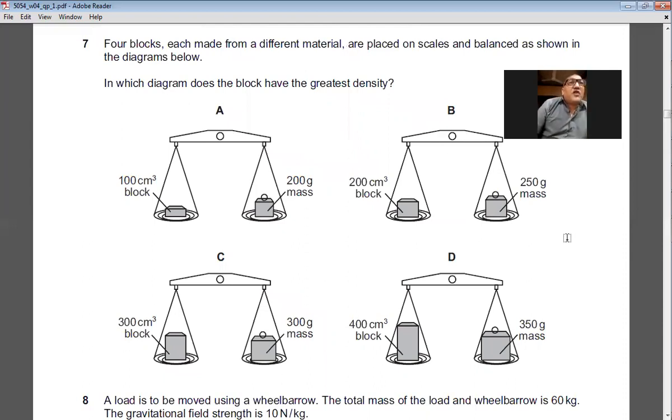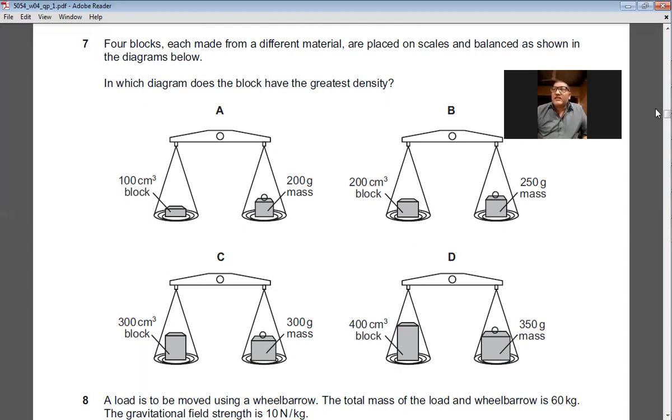Four blocks, each made from a different material, are placed on scales and balanced as shown in the diagram below. In which diagram does the block have the greatest density? In each option, the mass is given and the volume is given, so you can find the density of each option. The formula for density is mass divided by volume. Very easily you can find the density and then compare.